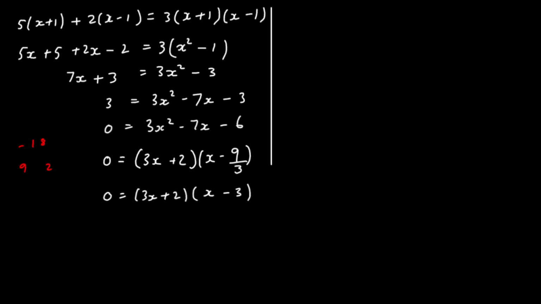So what is x? What can x be? So what makes the first bracket 0? That's negative 2/3. And what makes the second bracket 0? 3.